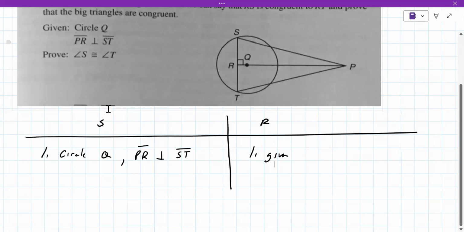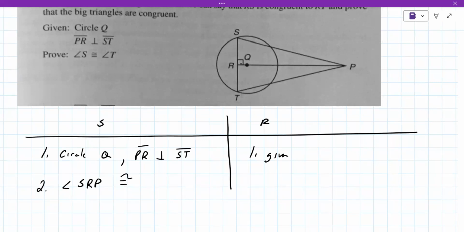Depending on your class, you first have to say that because they're perpendicular, it makes a 90-degree angle, and then because they're both 90-degree angles, they're congruent. I don't know how specific your instructor is, but I think we can just go right to angle SRP is congruent to angle TRP. And the reason is that right angles are congruent. The reasons are usually the hardest part for students, but it's sort of the thing that you're just saying out loud. They're both right angles and they're both congruent.